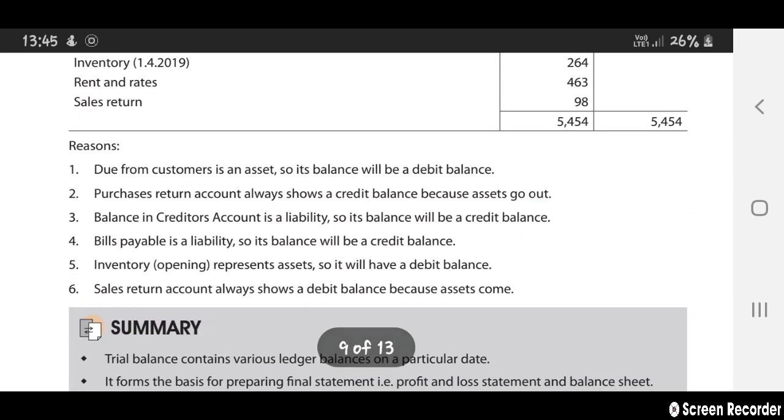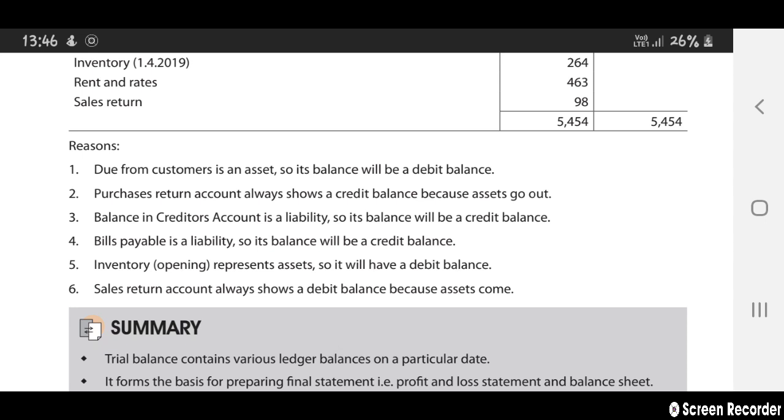But due from customers is an asset, so its balance will be a debit balance. Purchase return account always shows a credit balance because assets go out.